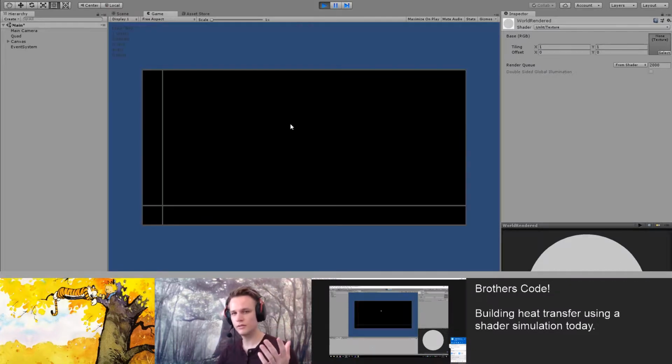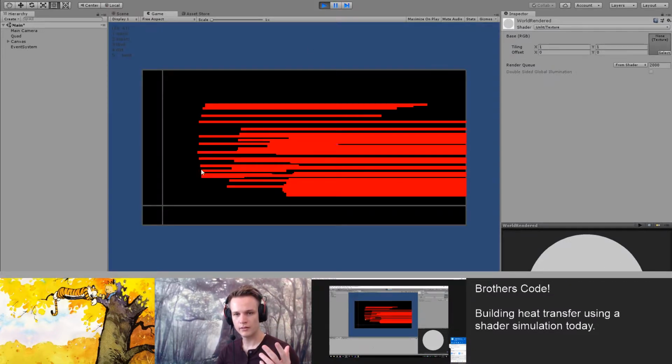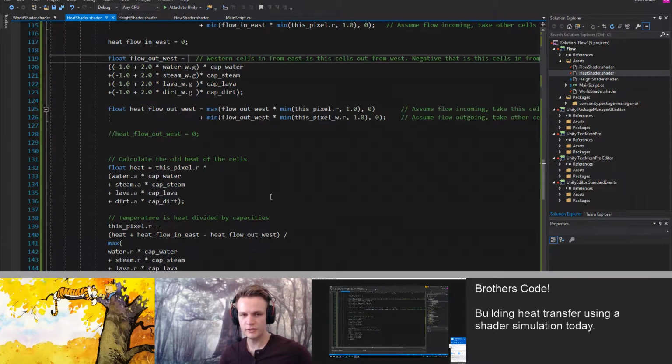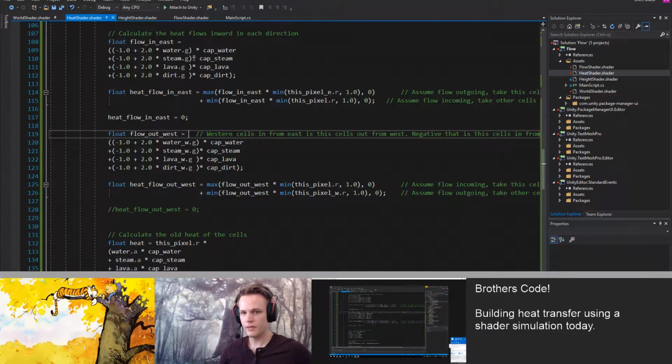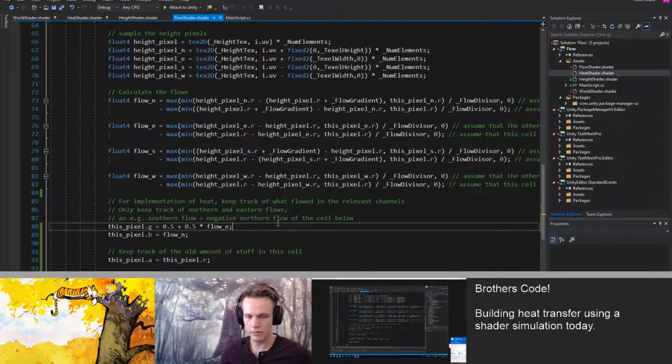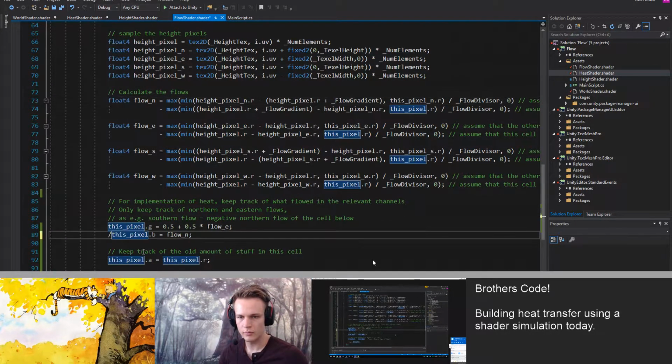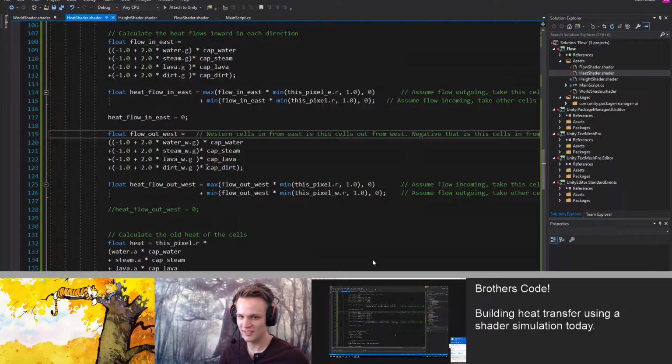Does the symmetry not hold? I don't know. Am I missing like a plus small somewhere? No, it's got to be... Okay, let's do something else. So in your flow shader, just obliterate the flow north right now, and where it's this pixel dot b equals flow n, replace the dot b with the flow w, and then we're just gonna do the exact same thing, just using the data, because maybe our symmetry assumption doesn't hold.